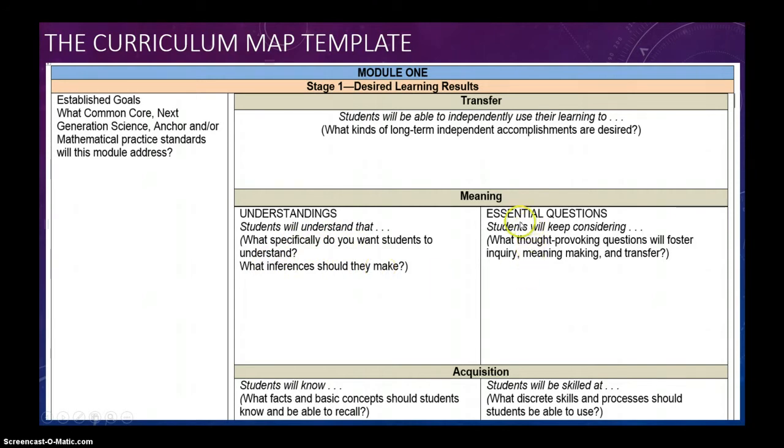Moving on to essential questions. Students will keep considering what thought-provoking questions will foster inquiry, meaning-making, and transfer. So these are questions that are not simply answered by yes or no. It will require debate, it will require discussion, it will require more inquiry, and it will require long periods of time to actually present or try to present an answer. And those are your essential questions.